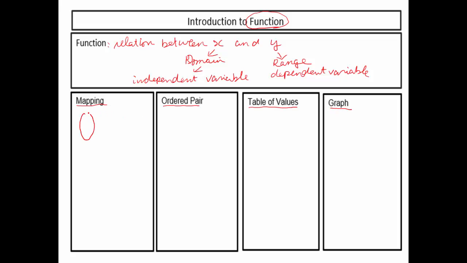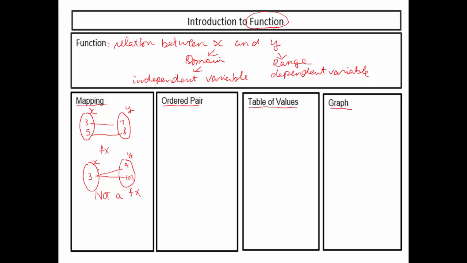Mapping. Usually a mapping has two oval shapes, and we put x on the left and y on the right. If I have, say, 3 and 5, these are elements of x, and then we have 7 and 8, and we use little lines to represent the function. So this is a function, right? But if you have, say, one x matching to two y's like this, with 9 and 101, this is x and this is y, this is not a function.